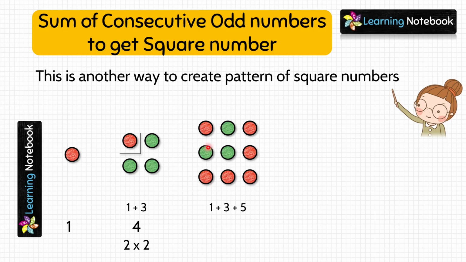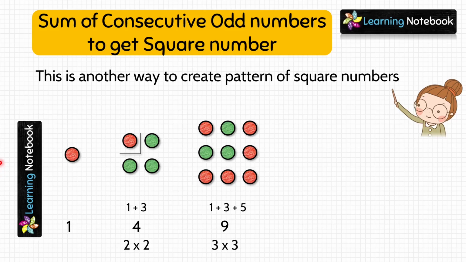So here students, this 1 red bindi resembles the first odd number 1. These 3 green bindis resemble second odd number 3. And then 5 red bindis resemble the next odd number 5. So 1 plus 3 plus 5 equals to 9. So by adding these 3 consecutive odd numbers 1, 3 and 5, we got the square number 9. And we know this 9 also equals to 3 into 3.